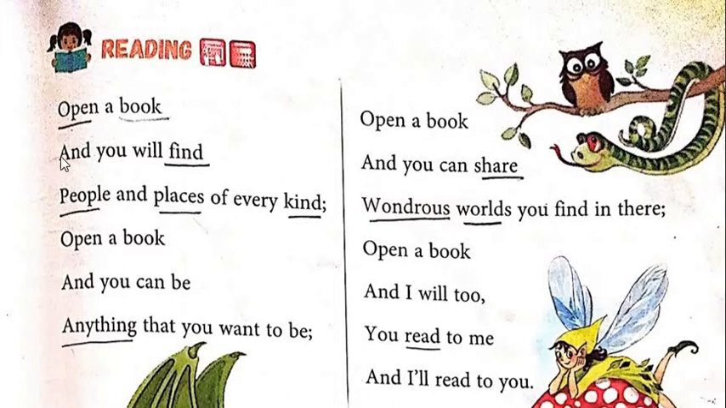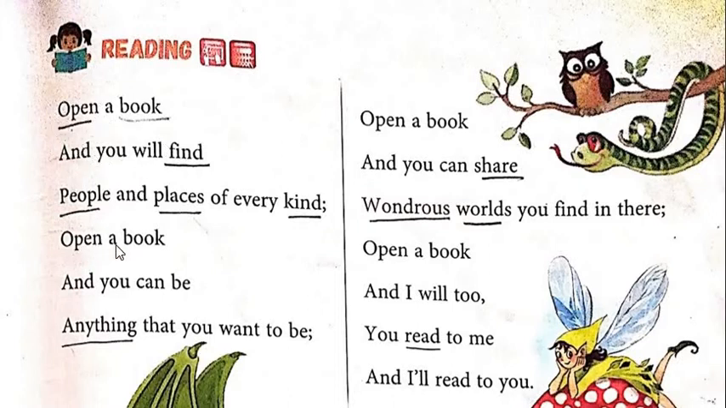Open a book and you will find people and places of every kind. See what poet is telling? When you open a book, you will find people and places of every kind. I told you last lecture, kind means type of people and places. Yes, okay. When we read a book, we will learn about different places. We learn about different people. Yes, we get much more knowledge about people, places of every kind, of every type. Understood this first one? Yes.